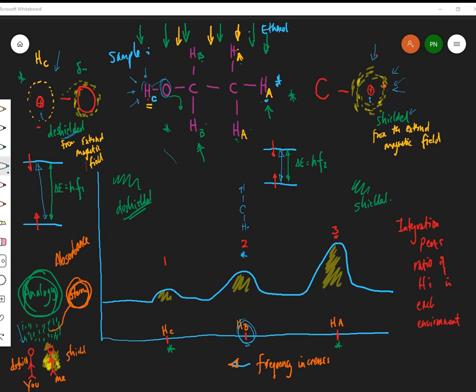What are the protons shielded by? The protons are shielded by the electrons. If you are next to an electronegative element, you are de-shielded because your electrons are pulled away from you.